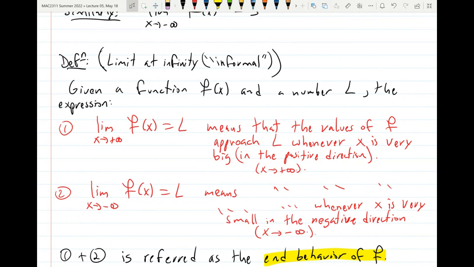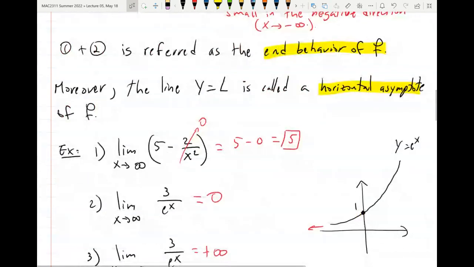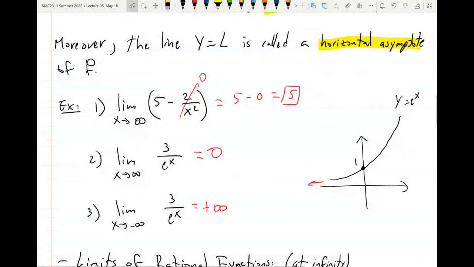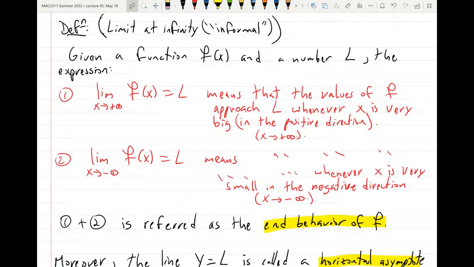On a similar note, if the limit is as x approaches negative infinity, then it means that the values of the function approach L, so are very close to this number L whenever x goes all the way to the left in the negative direction. So it's very, very small in the negative direction. And then, we did some examples regarding this. And by the way, these limits at infinity, this is what we call the end behavior of the function.